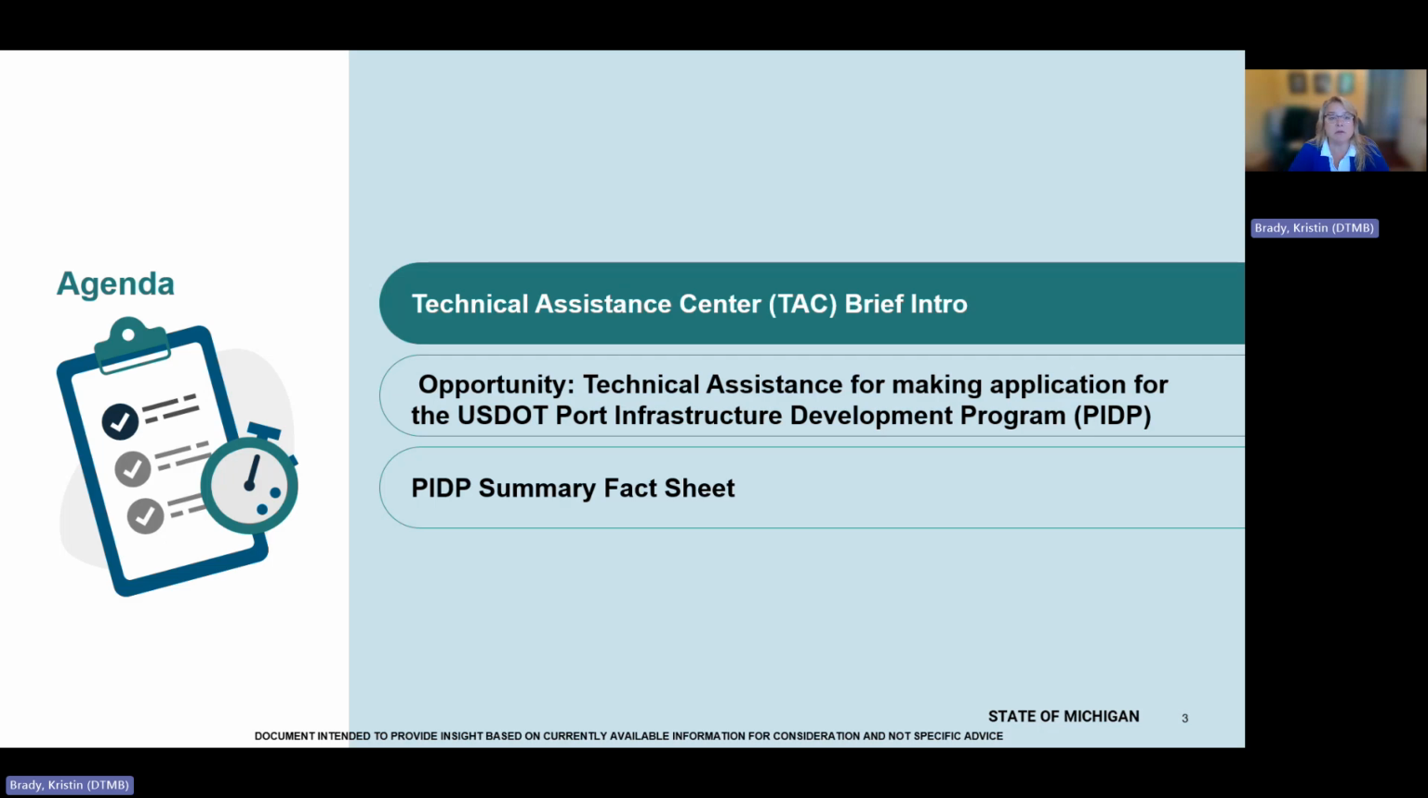Okay, what are we going to cover today? We're going to talk about what the Technical Assistance Center within the Michigan Infrastructure Office is, a quick intro on that, and then we will talk about the opportunity for applying for the U.S. DOT's Port Infrastructure Development Program, PIDP, and how you can apply for technical assistance to make that application through the TAC. And then we'll go over the summary fact sheet and hit some quick highlights from the NOFO for your convenience.